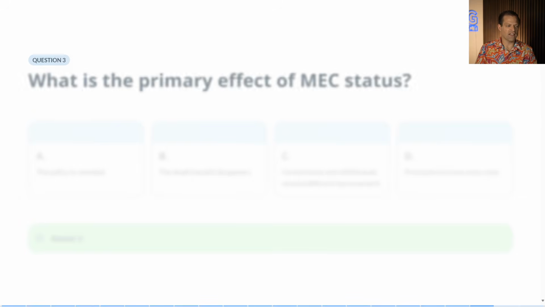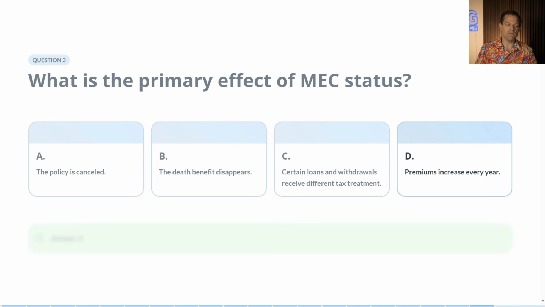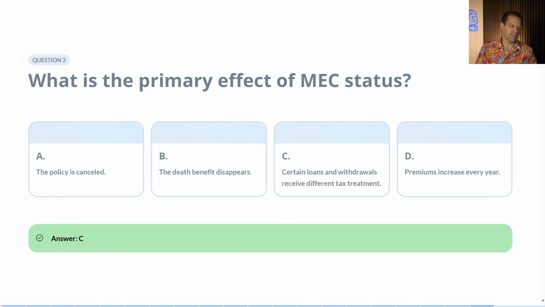What is the primary effect of MEC status? The policy is canceled, the death benefit disappears, certain loans and withdrawals receive different tax treatment, or premiums increase every year. Well, the answer is C. So anytime you see MEC, it has to do with taxes.